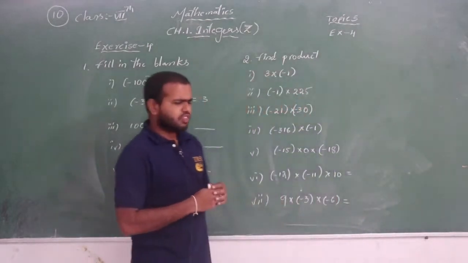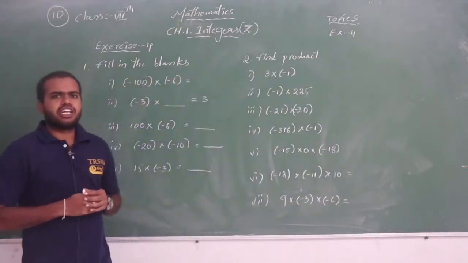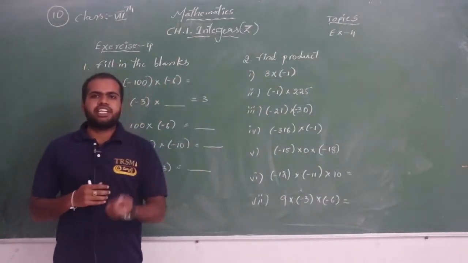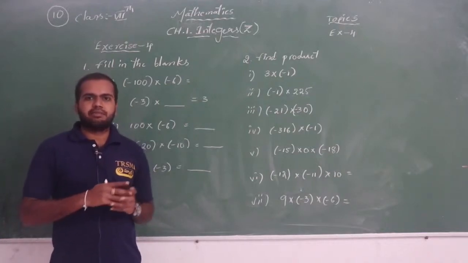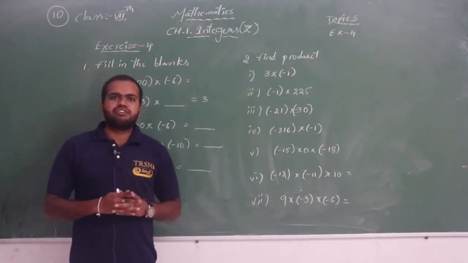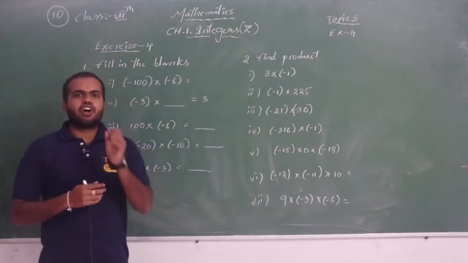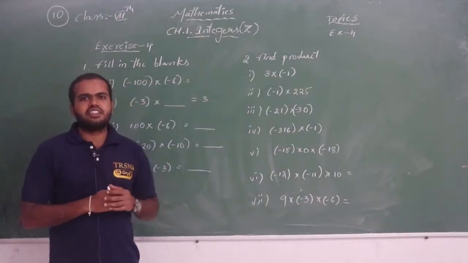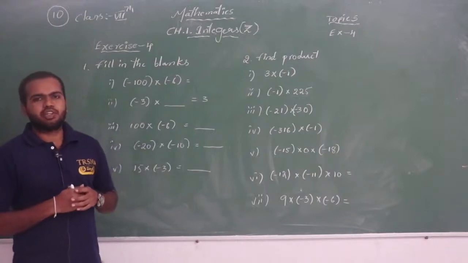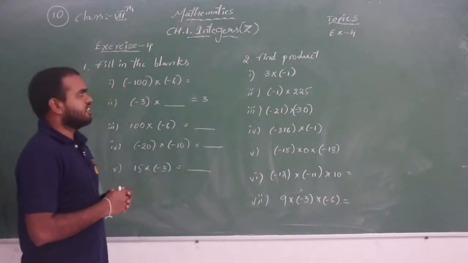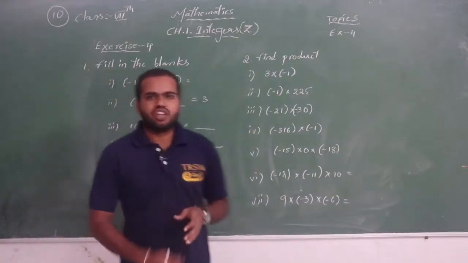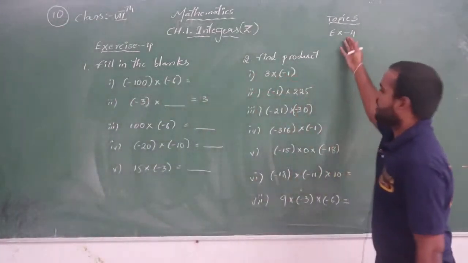And also, when we multiply an even number of negative integers, we get a positive. Whenever we multiply an odd number of negative integers, the product is negative. That we learned in the previous class, and we saw examples related to that. So now today we are going to start exercise 4.